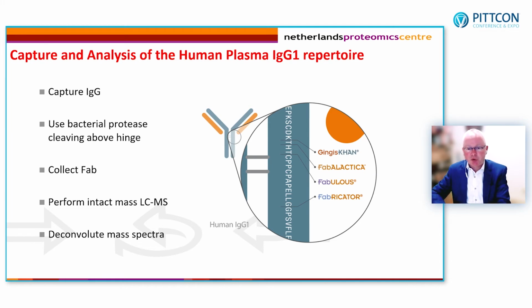And what we are left with is called the Fab fragments. These Fab fragments harbor these CDR3 regions, and they harbor all the information that makes a clone, that's how we call them, an IgG clone derived from a single B cell, unique and different from another IgG derived from another B cell.